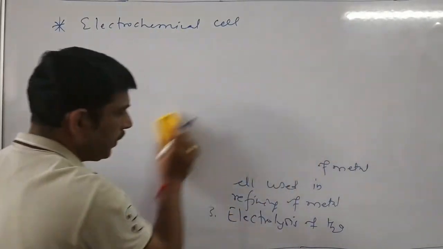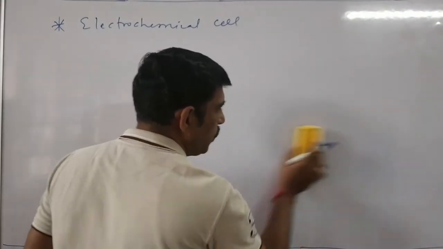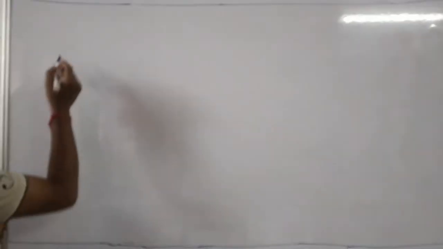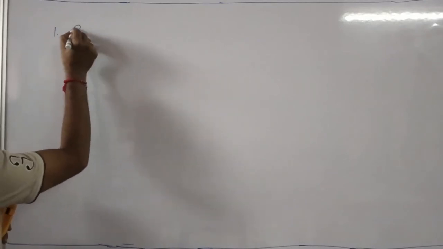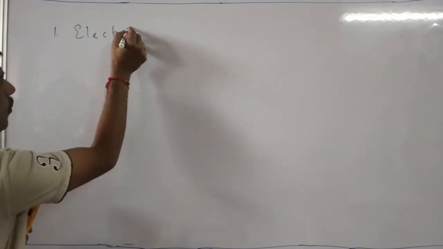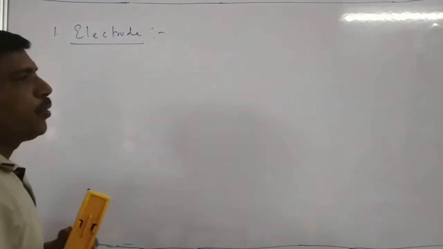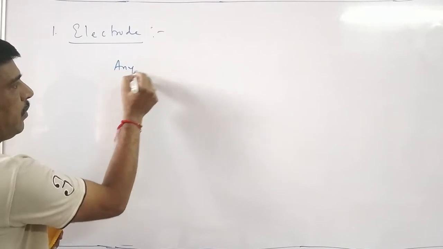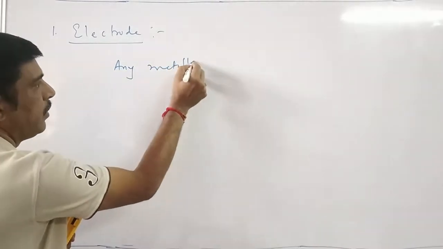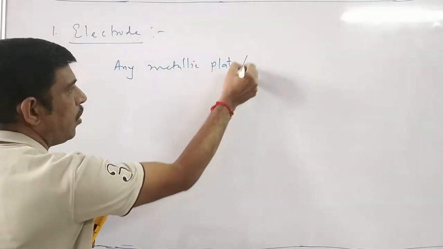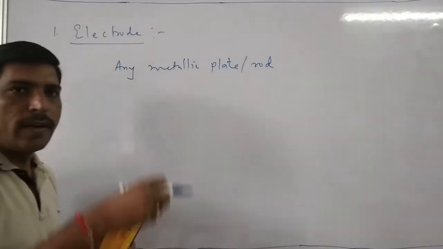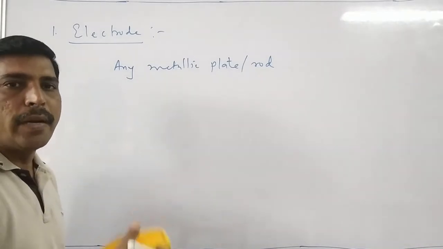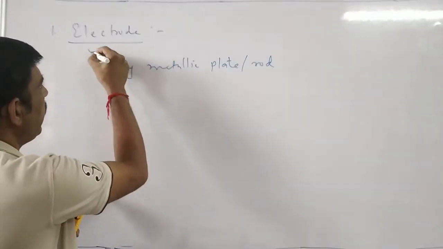Then, to understand this electrochemical cell, we should know some key points. So, which are the key points? The first is electrode. So, what do you mean by electrode? Electrodes are nothing but any metallic plate or rod which is dipped in a specific conducting material. That is called an electrode.